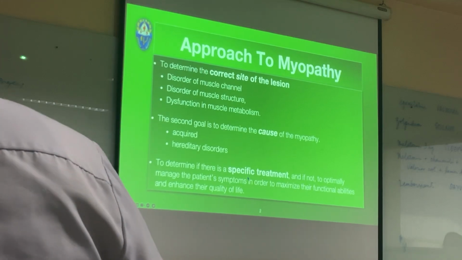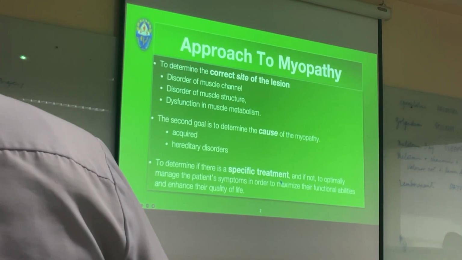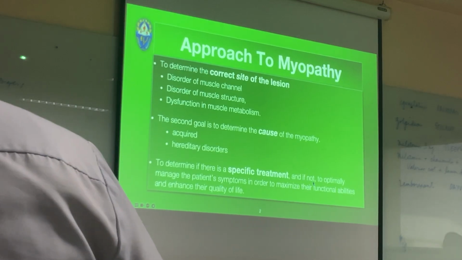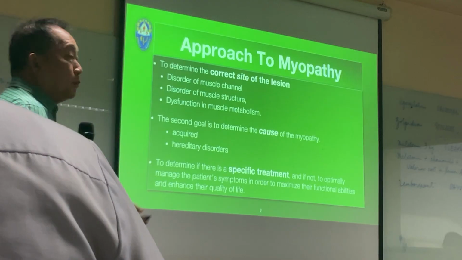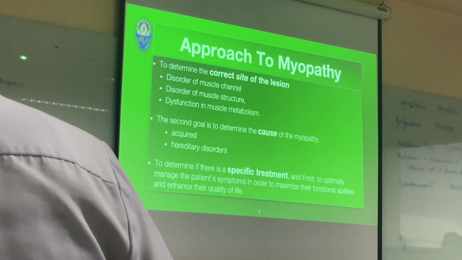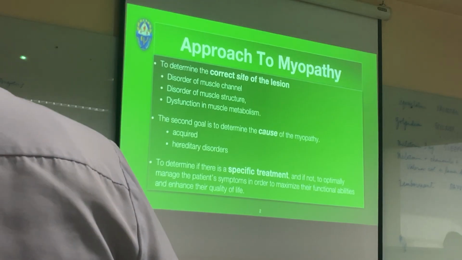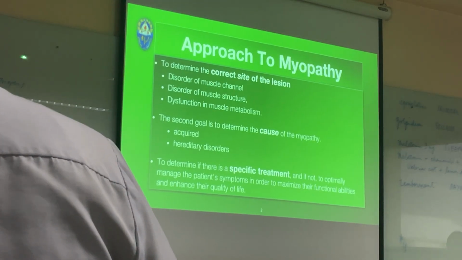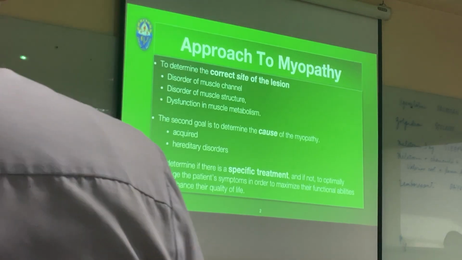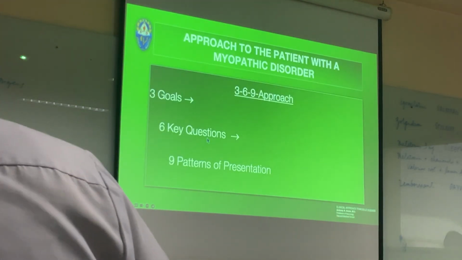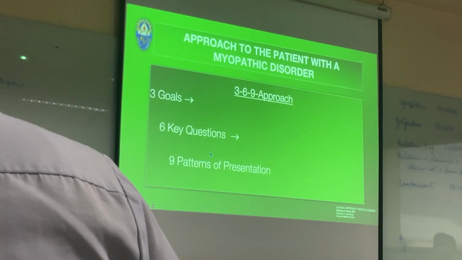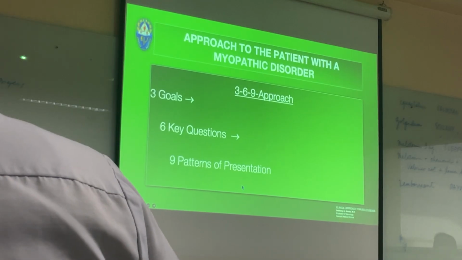The third question is, is there a treatment? If there is a treatment, well and good. Like hypokalemic periodic paralysis or polymyositis, there is treatment. But for most of the other hereditary diseases, most of them have no treatment at all. So, 3 goals, 6 questions, 9 patterns of presentation.